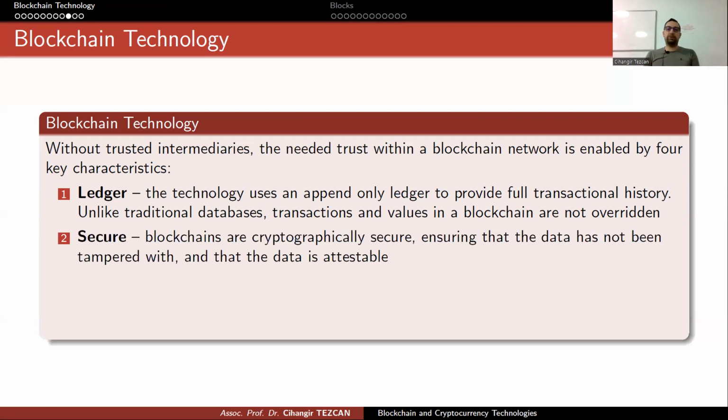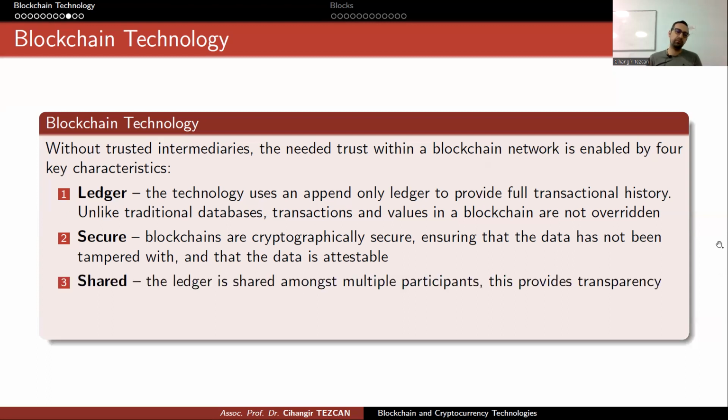Secure: blockchains are cryptographically secure, ensuring that the data has not been tampered with and that the data is attestable. So this is why, again, we have covered some cryptographic topics like hash functions and digital signatures. We provide tamper evidence by hash functions, and we know that only authorized persons can make these transfers by using digital signatures. So this is where the cryptography comes into play.